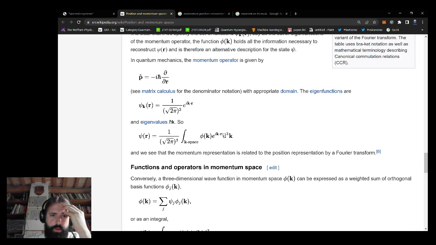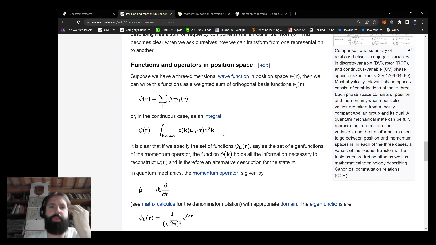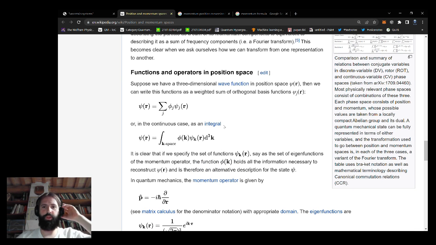Okay, so suppose that we have a three-dimensional wave function in position space. Then we can write this function as a weighted sum of orthogonal basis functions. This is what's a bit abstract, right? But it's kind of the same idea, just translated to functions.